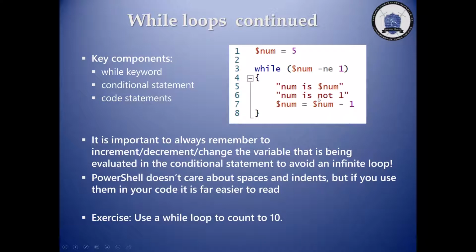Now num becomes 4. Then a while loop will check the conditional statement again. But now num is 4. So does 4 not equal 1? That is true. So it'll say num is 4, num is not 1, and then we reduce it by 1 more. So now it's 3, and it continues to go until it becomes 1. Does 1 not equal 1? That is false. 1 equals 1. Therefore, it escapes the loop.